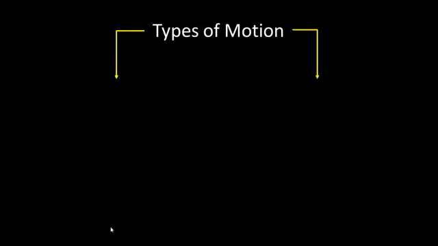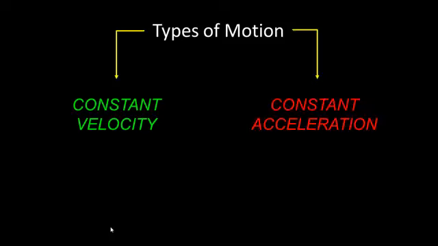Now in an introductory physics course, we often talk about objects that move with constant velocity, and we contrast that with objects that move with constant acceleration. So what's the difference between the two different types of motion? For an object that's moving with constant acceleration, we like to say that the object is speeding up or slowing down. Its velocity is changing, it is not constant.